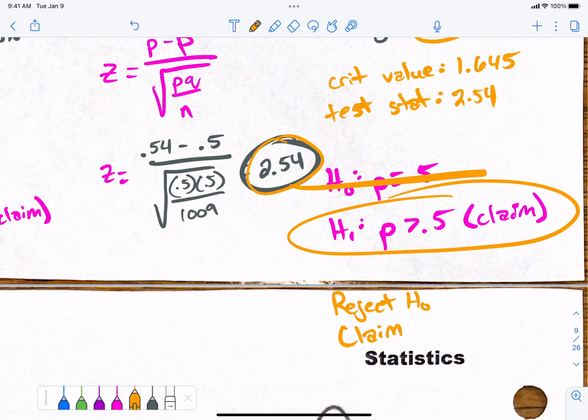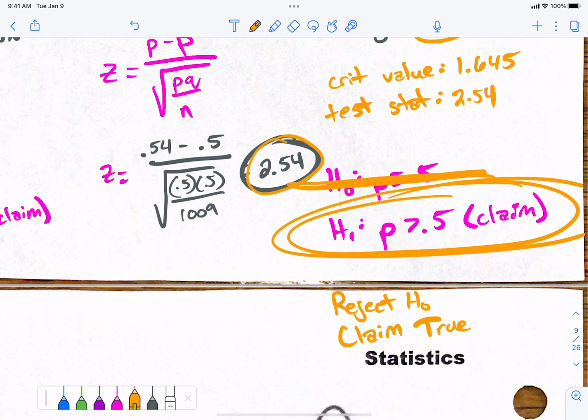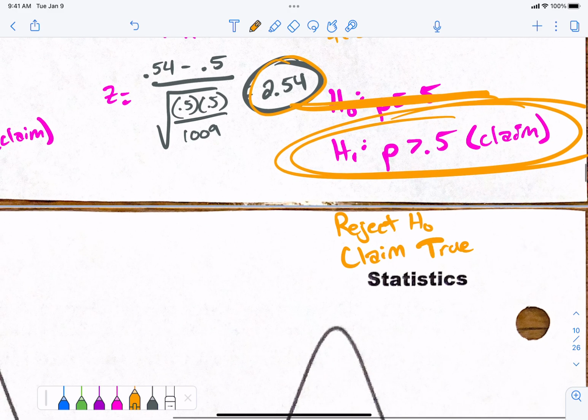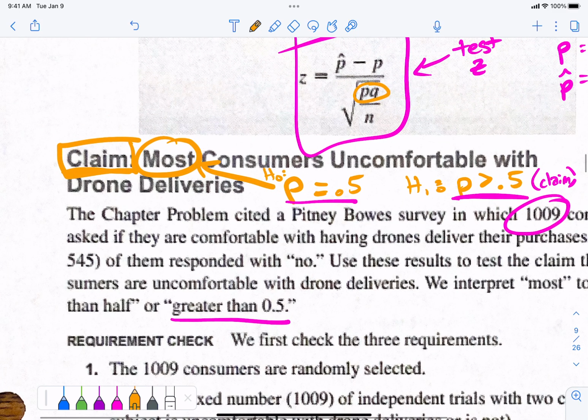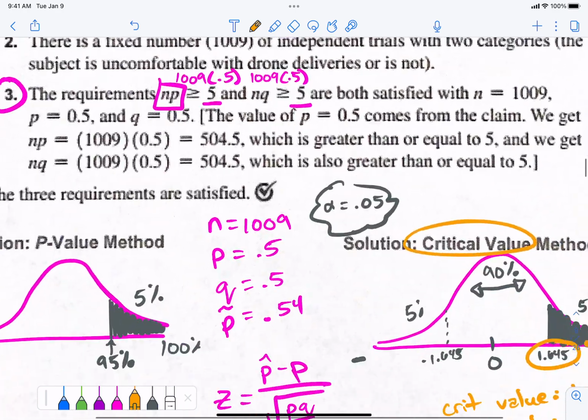The claim is true. Look at what we circled: we circled the claim and crossed off the H naught. We are rejecting H naught, claim is true. We always reject or fail to reject H naught, and then we always say claim true or false. Now, by saying the claim is true, what are we saying? Their claim was that most people are uncomfortable with drone deliveries, so we're saying that is true.